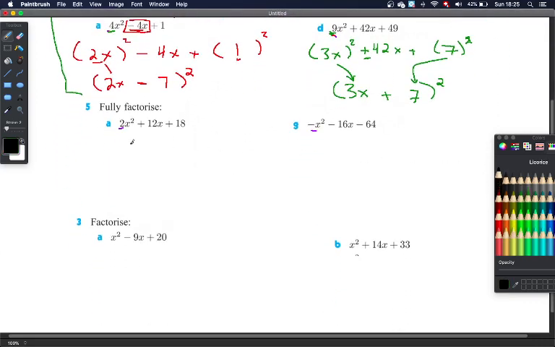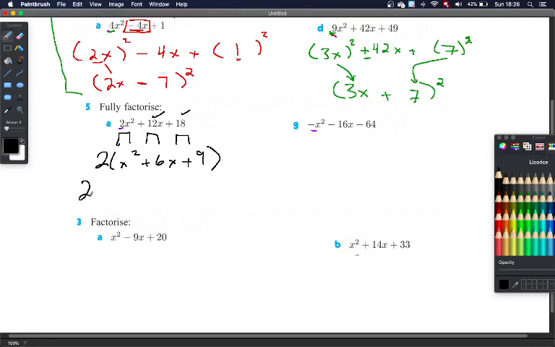Okay. Finally, we have some more questions. There's some trick questions here. Whenever we want to factorize, we have to check to see if there is a common factor first. So if you notice here, we can take a common 2 off every term. If I do that, you should get this. So 2x squared, 2 times 6 is 12x, and 2 times 9 is 18. Good, so I factored out 2.